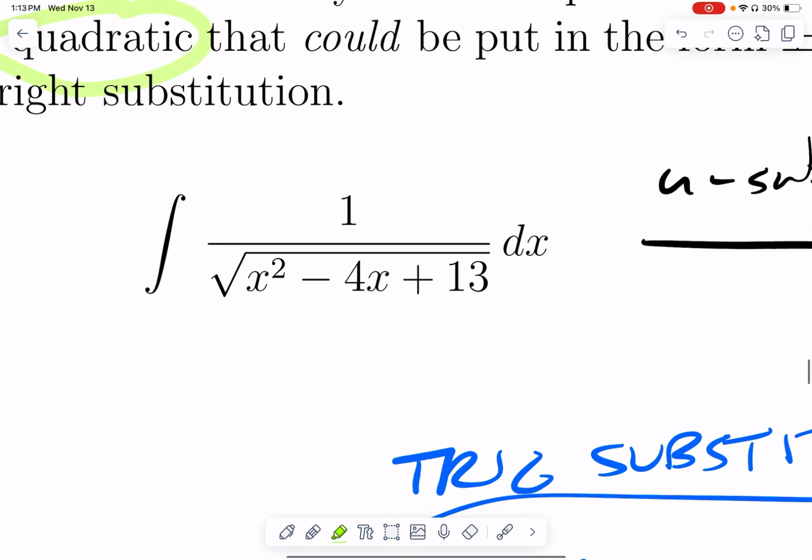Suppose we want to do this antiderivative. So we're integrating 1 over this radical. And what we're noticing here is that this has 3 terms. It's not x squared minus 13 or x squared plus 13 or 13 minus x squared. There's this extra term in the way. But any quadratic is related to a perfect square.